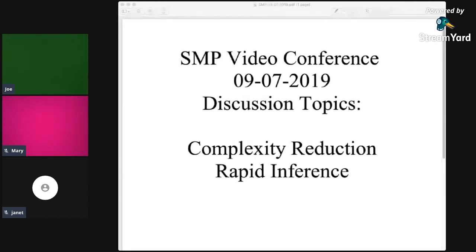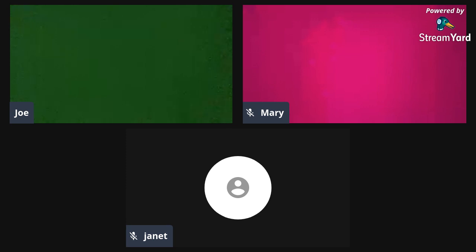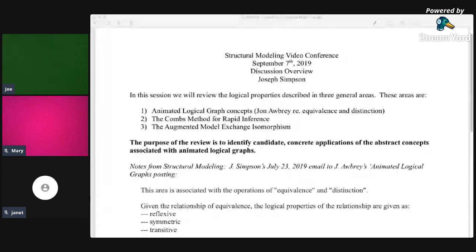So with that, I'm going to go ahead and move on to the next overview part here. Okay, so this is the overview I sent out earlier, and in this session we're going to review the logical properties described in three general areas. And I've been looking at the animated logical graph concepts from Aubrey.